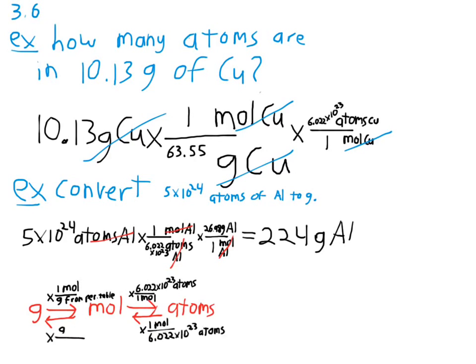So there's only really 2 steps in these problems, and they're always the same. You just need to remember, cancel out your units, the number of grams you get from the periodic table, number of atoms is 6.022 times 10 to the 23rd.